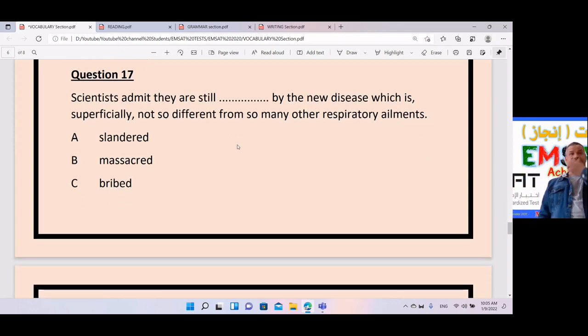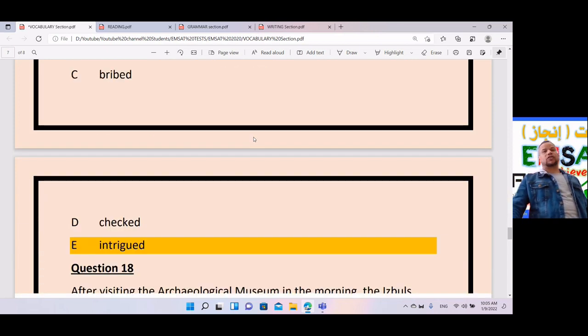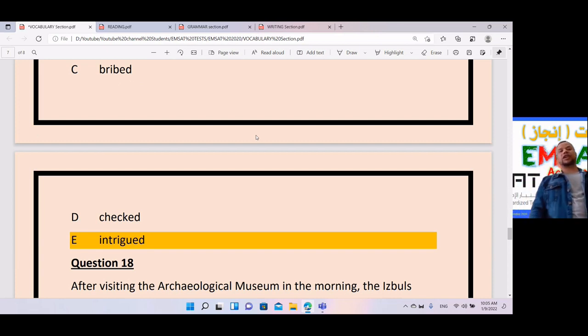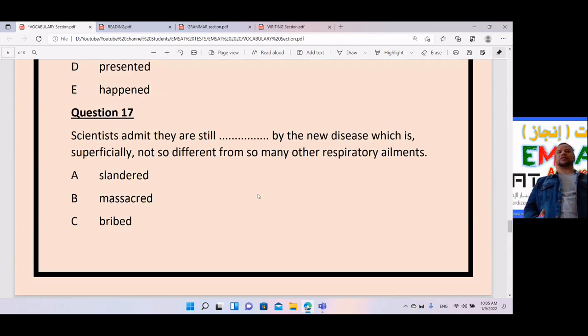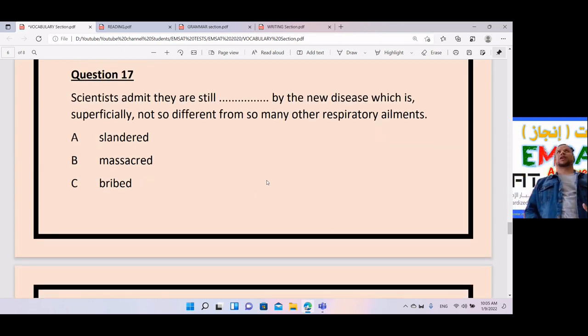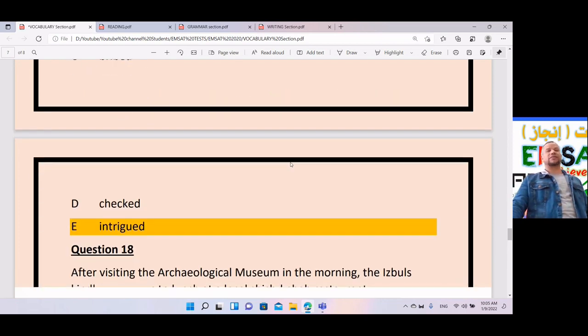Question 17, scientists admit that they are still, we need a verb, -ing or adjective here, by the new disease, which is superficially not so different from so many other respiratory ailments. Okay, so the answer is intrigued. Here it is an adjective, and the scientists admit they are still intrigued by the new disease. Intrigued, like they have questions, asking questions, need more help, means so intrigued.